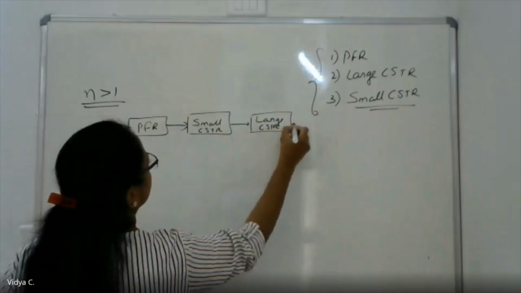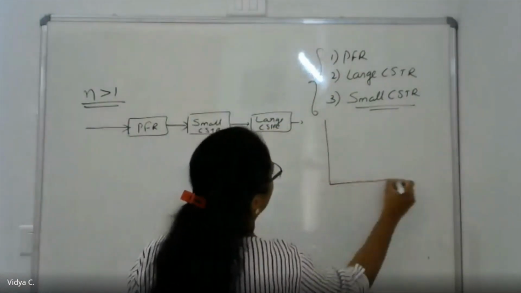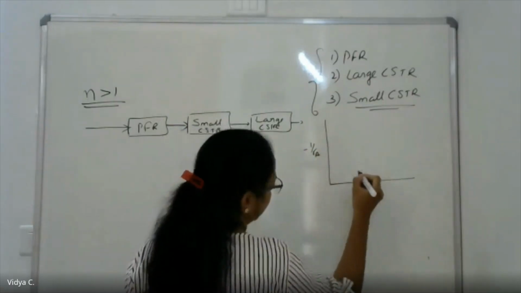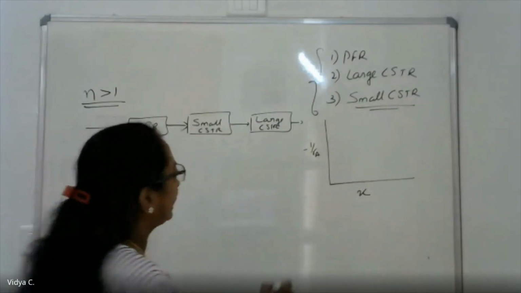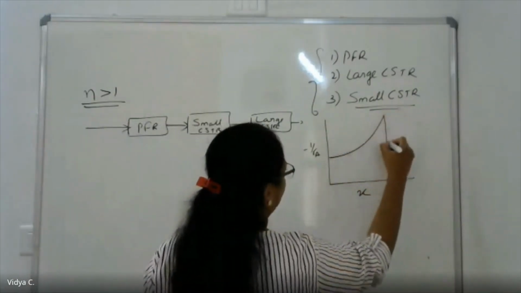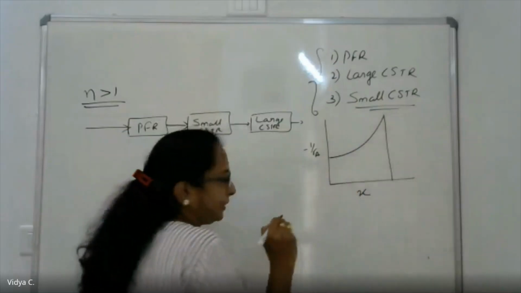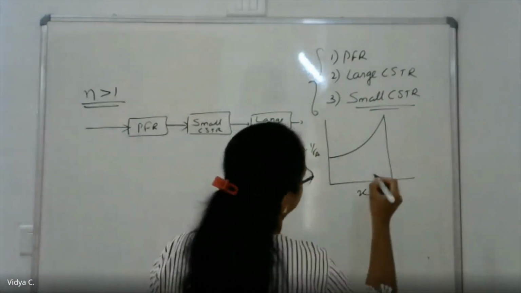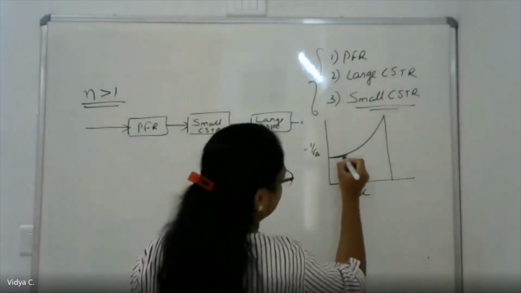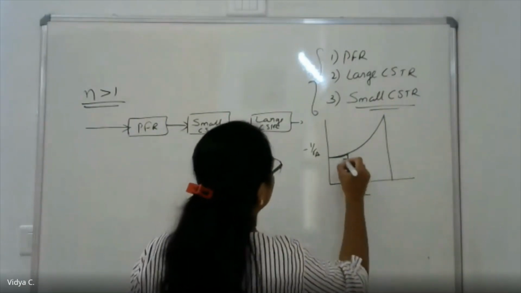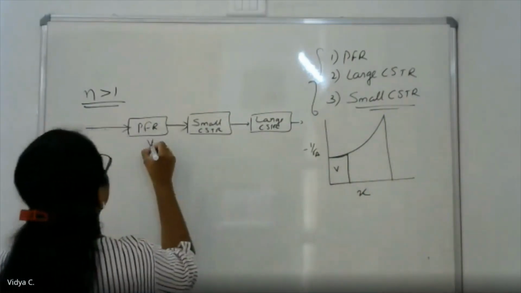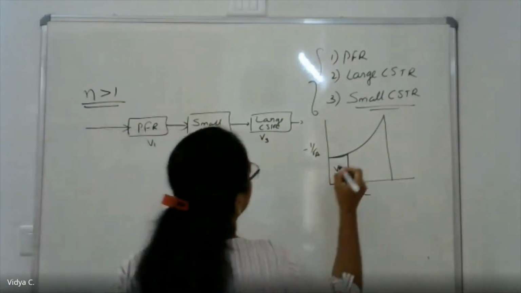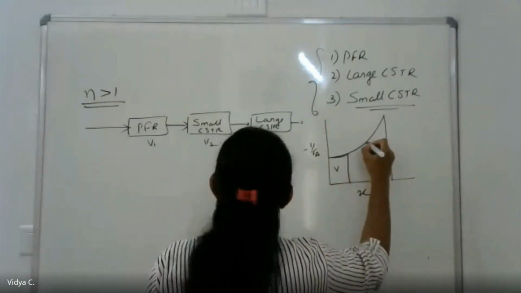Now if I'm trying to plot -1/rA versus X, this also depends on the curve, the nature of the reaction that we get. If I'm connecting the PFR first, this is the area under the curve. This will give me V1. Let me call these V1, V2, V3. So this gives me V1/FA0. And next is the second one.